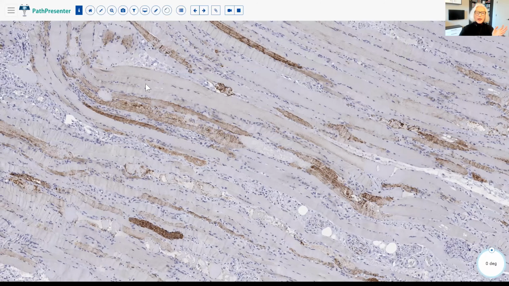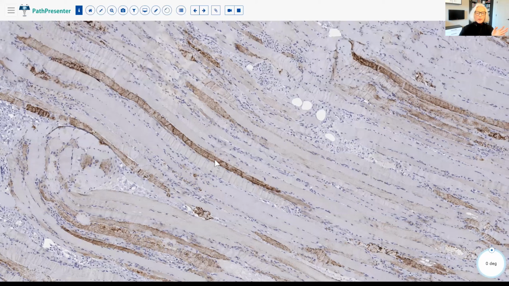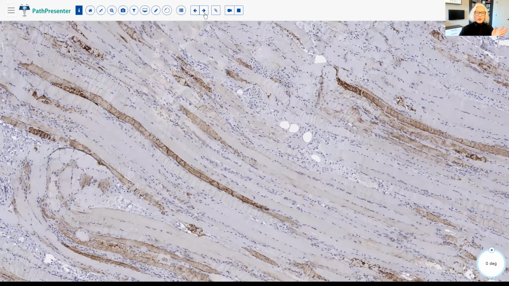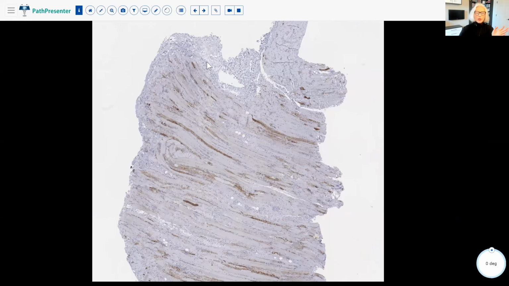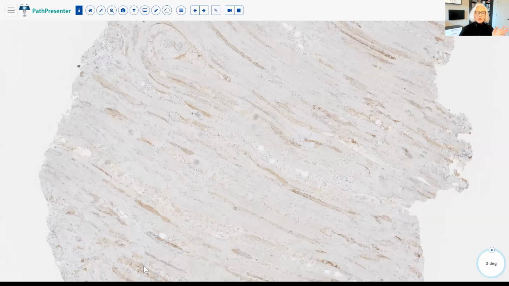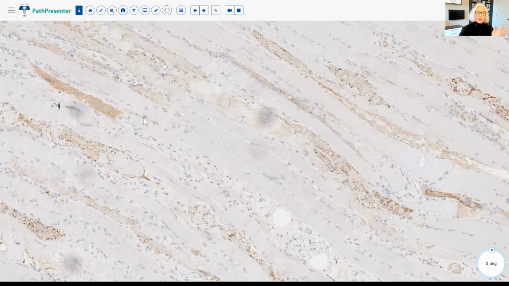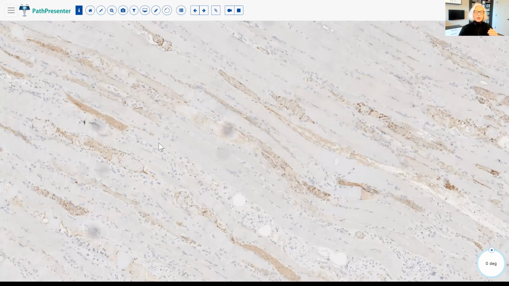And again, this doesn't have to be this fulminant as in this case, but the pattern of staining is pretty unique for this particular condition. And here is P62 that looks essentially the same. So basically the diagnosis here then is an immune-mediated necrotizing myopathy.